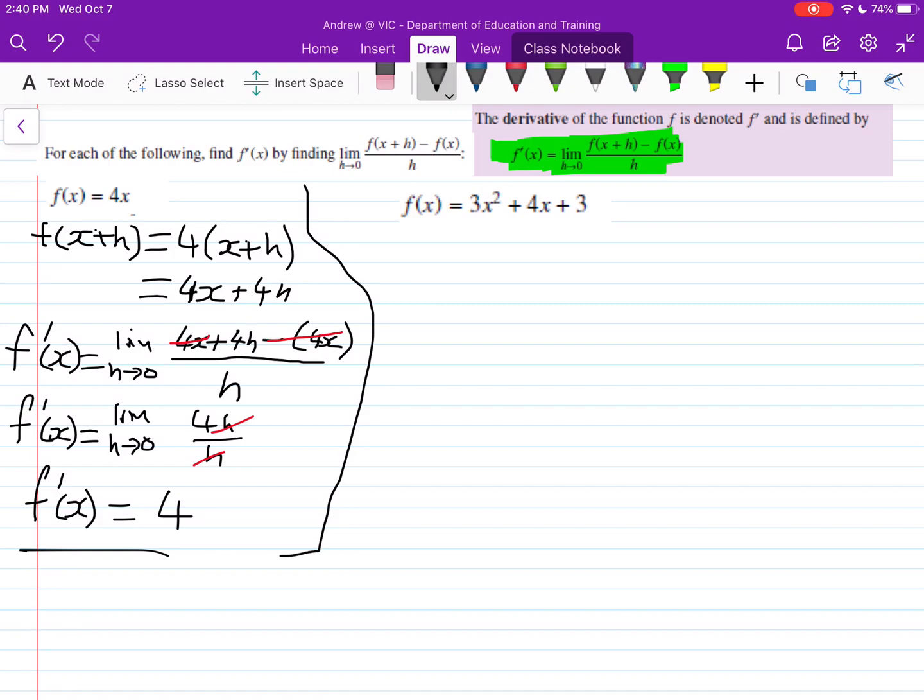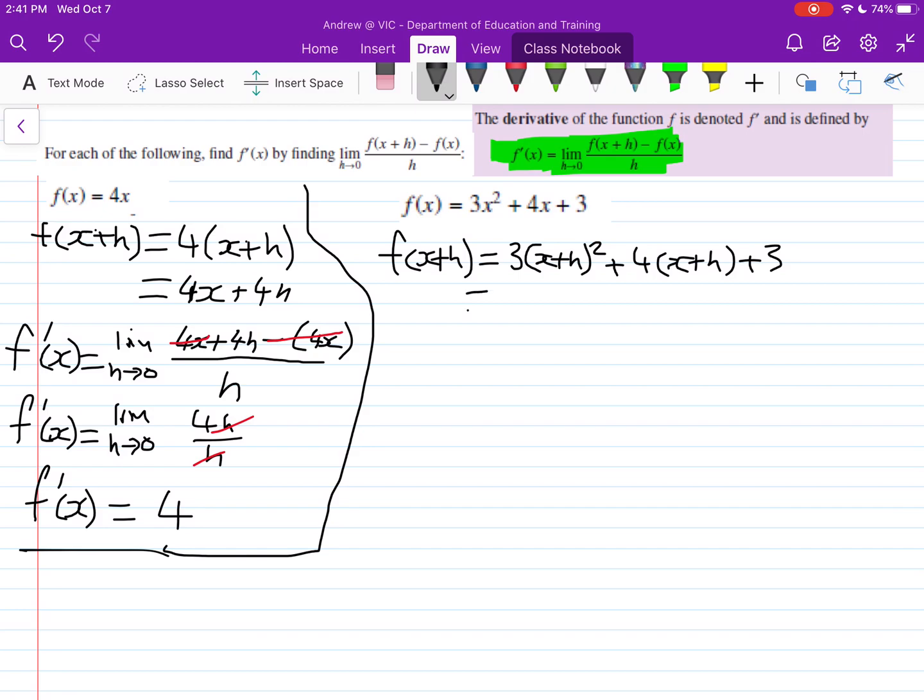Now onto the second one. This one's a bit longer and has more variables to deal with. We need to do the same thing and find f(x+h). This one's going to be a bit longer. So this is equal to 3(x+h) squared plus 4(x+h) plus 3.